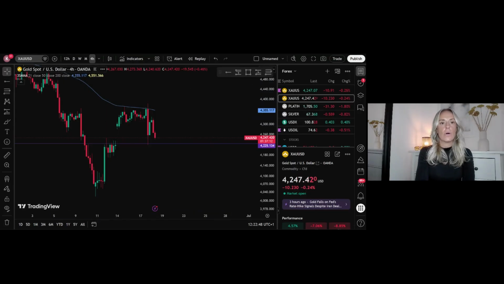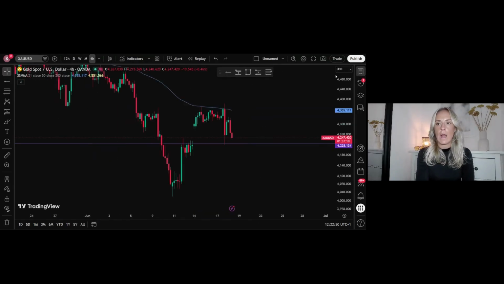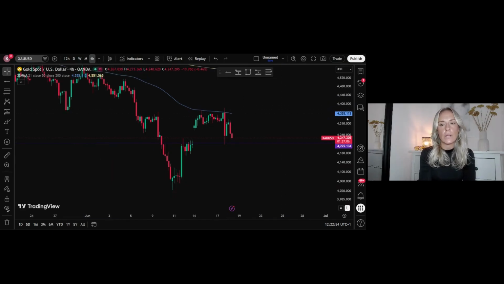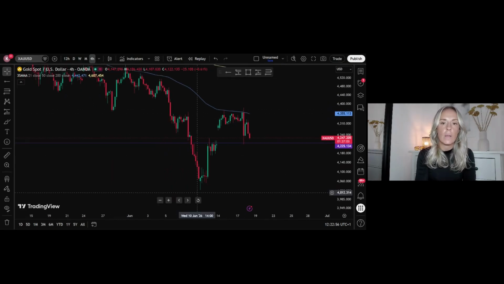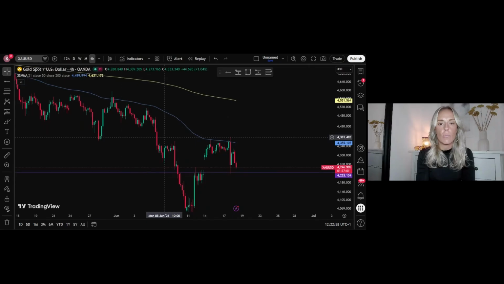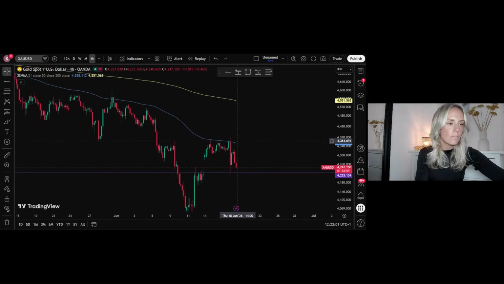So let me show you how you select your pairs first of all, and then we'll go into a little bit of detail about what is actually going on here and what these are called.